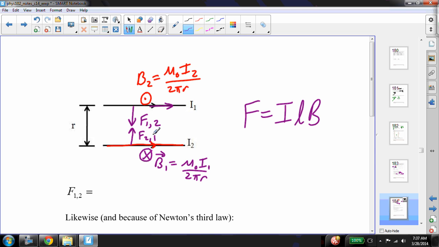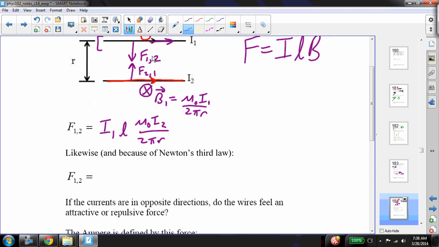Now I can calculate the magnitude of this F12. It's going to be equal to I1, because it's a force on this wire, taking this expression, I1 times L times B, and that's going to be B2, which is mu naught I2 over 2 pi r, the magnitude of the magnetic field at this point. And then likewise, because of Newton's third law, F12 is equal to the negative of F21. If I wanted to calculate the magnitude of F21, it would be very similar: I2 L mu naught I1 over 2 pi r. You can see that their magnitudes are the same, though their directions are opposite. And this is an implication of Newton's third law.